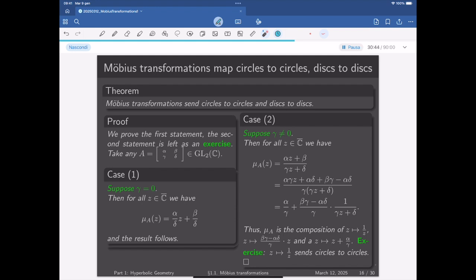Now, Möbius transformations map circles to circles and disks to disks. And what I mean by that is that the image of a circle is always a circle in C bar, and the image of a disk is always a disk, a full disk.